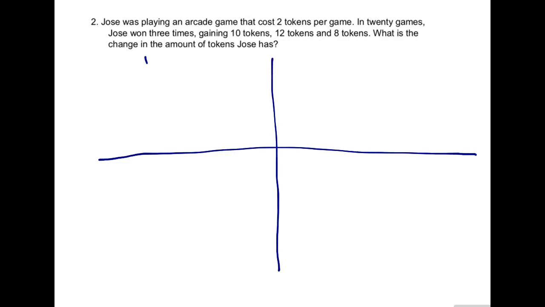Jose was playing an arcade game that cost 2 tokens per game. In 20 games, Jose won 3 times, gaining 10 tokens, 12 tokens, and 8 tokens. What is the change in the amount of tokens Jose has? So we're going to put down our problem solving process. We're going to start with a picture.